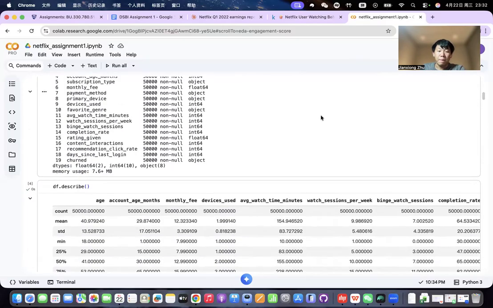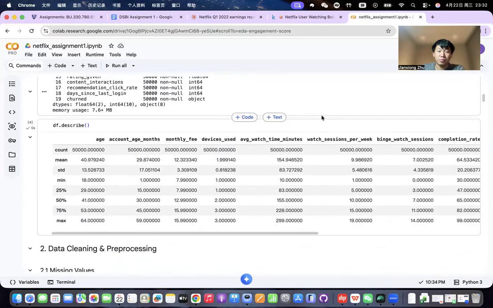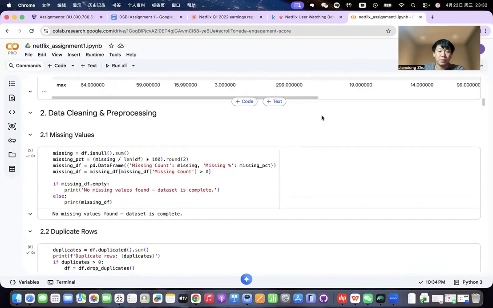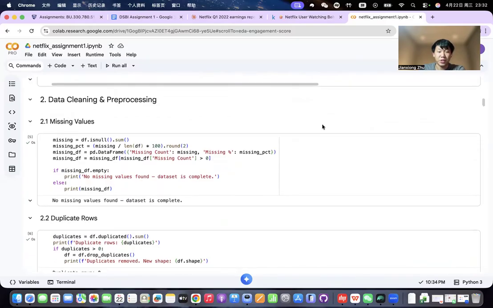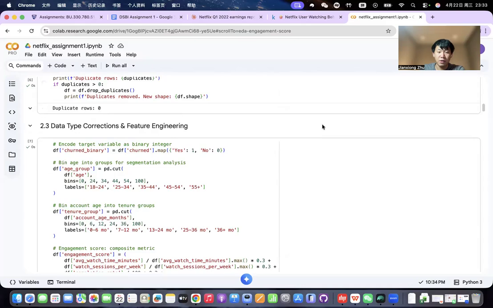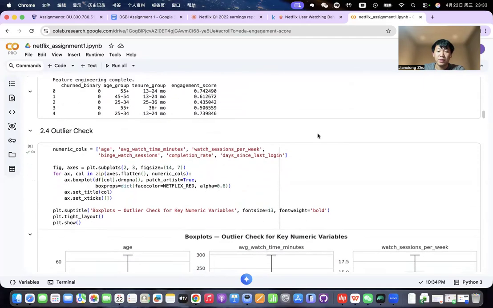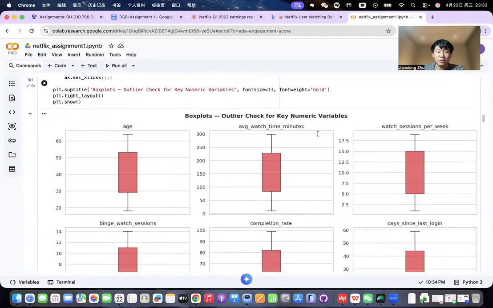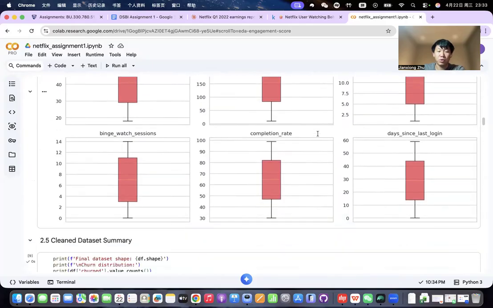let's come to the data cleaning and preparation. The dataset required minimal cleaning. A full missing value check returned 0 across the 20 columns, and a duplicate check found no repeated records. For outliers, I ran box plots across key numerical variables: age, watch time, sessions per week, completion rate, and days since the last login. All values fell within the plausible range, so no records were removed.